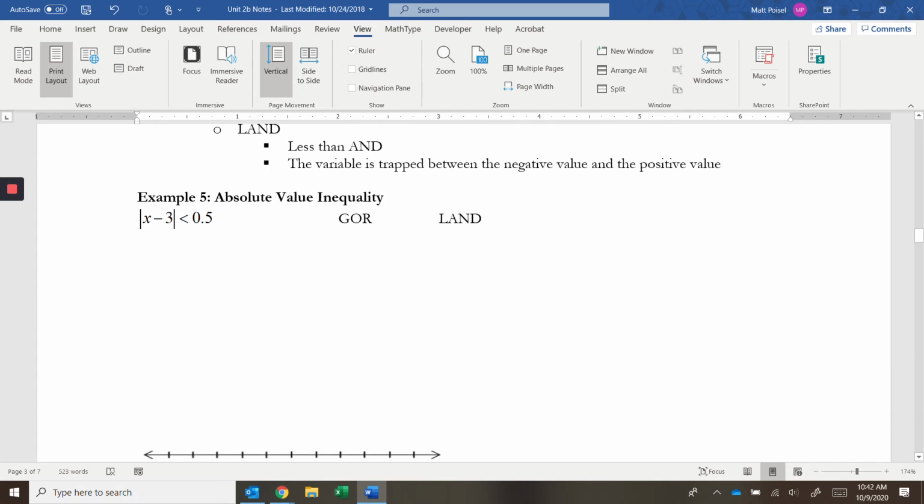Now, if it's comparing the absolute value to just a positive number, that's when we talk about this imaginary place called Goreland. We're going to read our absolute value from left to right. I read this and I see it's a less than sign. Less than is right here in Goreland; the L stands for less than. So this is a less than problem, and then it says and. That means the variable is trapped between the negative value and the positive value. So I'm going to rewrite it without the absolute value. I'm going to trap it between the 0.5 and the negative 0.5.